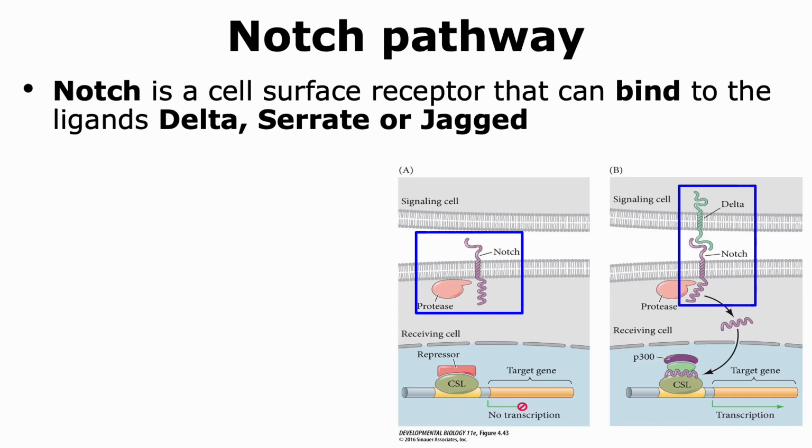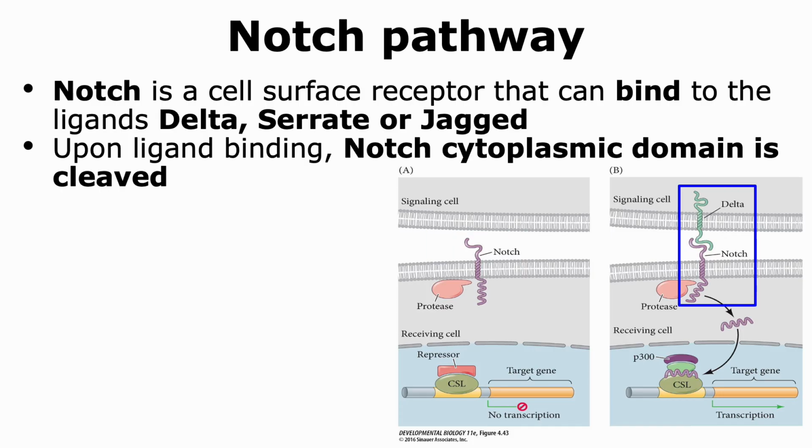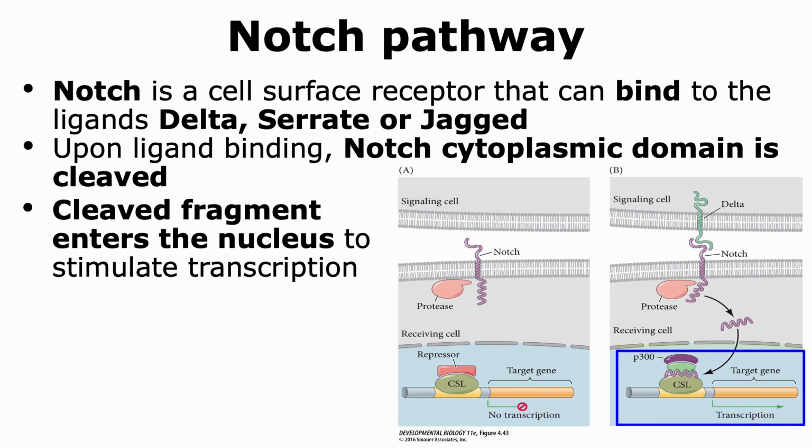When delta is present in the signaling cell, it will interact with notch. The interaction of notch with delta causes a conformational change in notch, and now, upon ligand binding, the cytoplasmic domain of notch can be cleaved through the action of that protease that was associated with the cell membrane. Once the notch protein is actually cleaved, the cleaved fragment enters the nucleus to stimulate transcription.